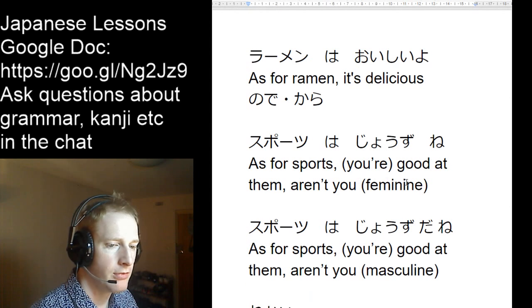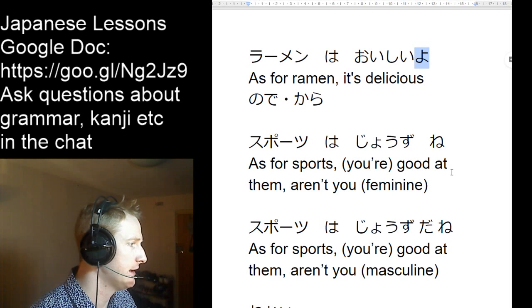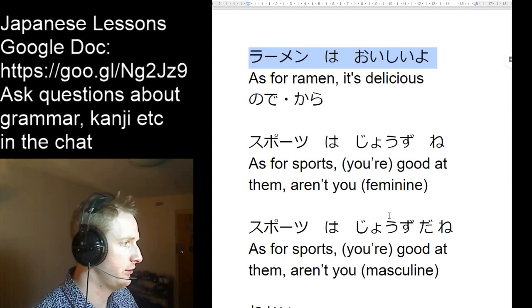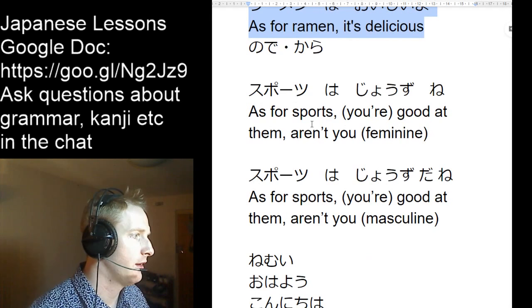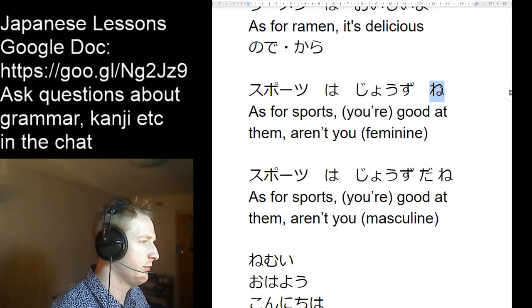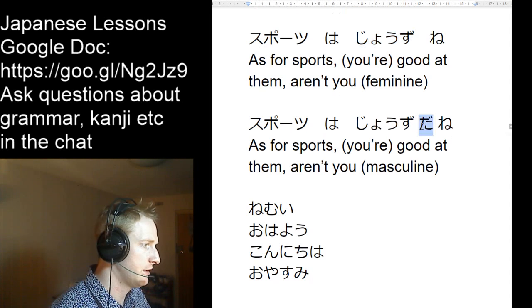Okay, so let's look at some examples. So we had, again, the rule, we can't add da at the end of an e adjective, so ramen wa oishi yo. So as for ramen, it's delicious, and this isn't really male or female speech. But then we can add something like sportsu wa jouzu ne. Alright, a bit feminine, because we've got this ne attached directly to this na adjective. And conversely, when we put the da in, jouzu dane, it's coming across as a bit more masculine.